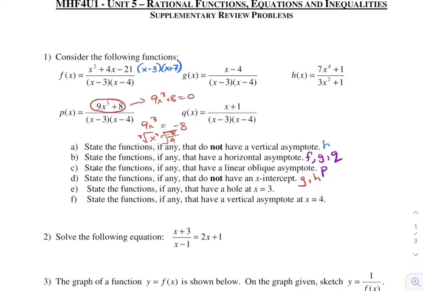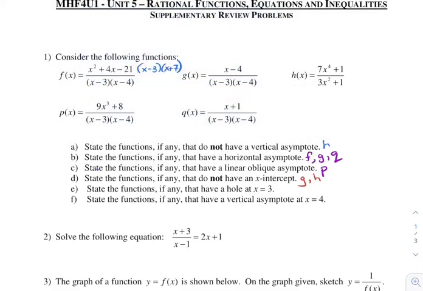So yes, we could take a cube root of that. So that one would have an x-intercept in that case. So there is a possible answer. And for the last one, we would have an x-intercept here at negative 1, because negative 1 would make that numerator 0. So the only ones are g and h in that case.